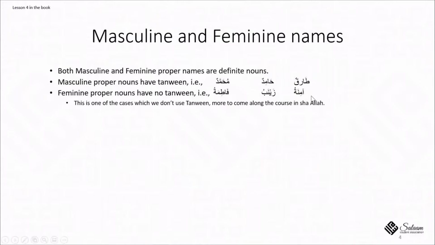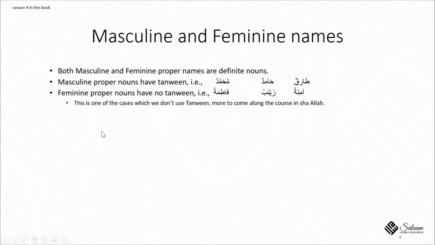Now when it comes to feminine names, they will also be definite, but they will not have this tanween at the end. So this is the difference. The masculine names have tanween at the end. The feminine names, when we use them, we don't use tanween at the end. So Amina will not be Aminatun. It will be Aminatu, Zainabu, Fatimatu. We don't have this tanween at the end when we are dealing with a feminine name.